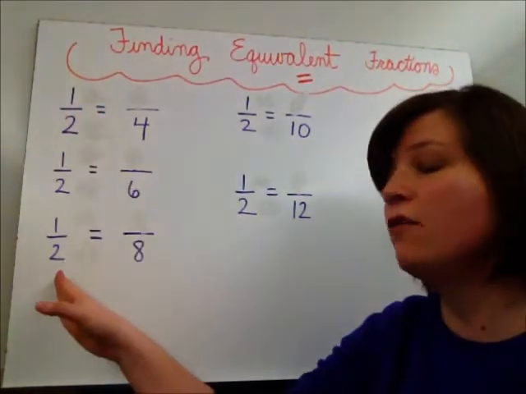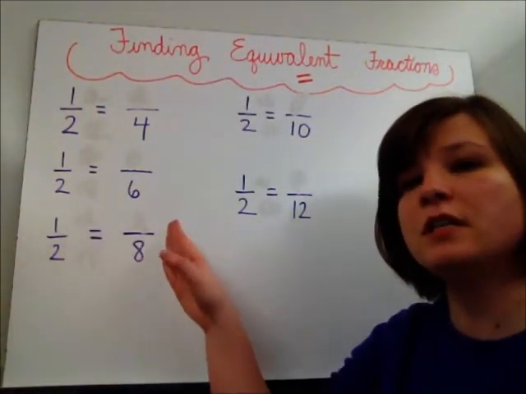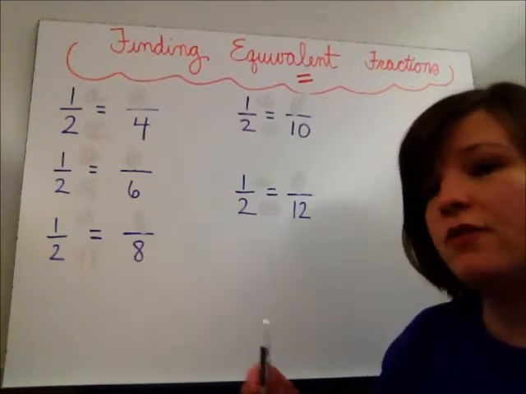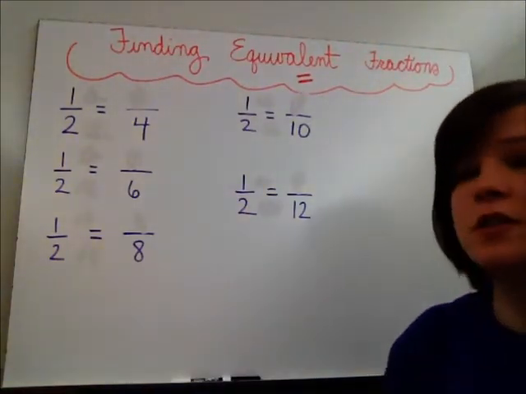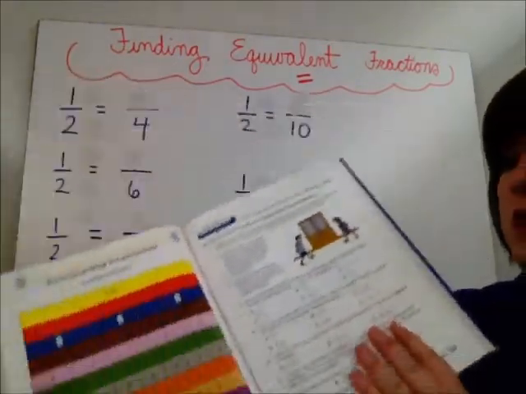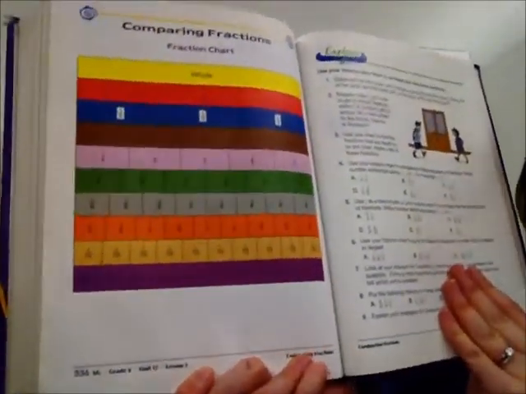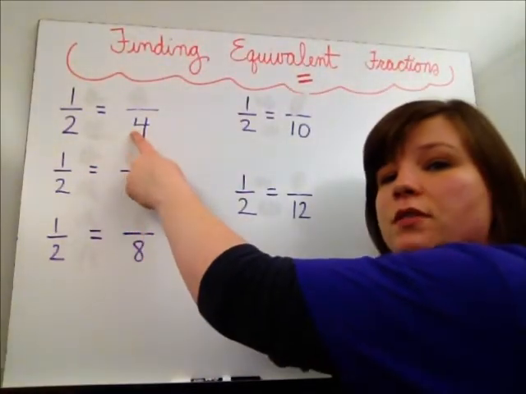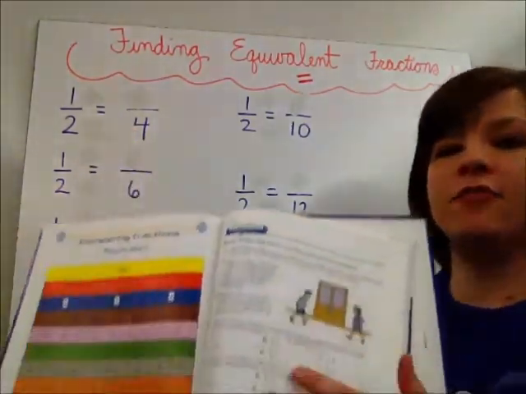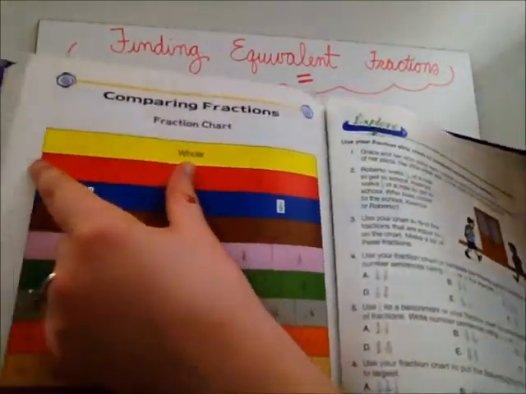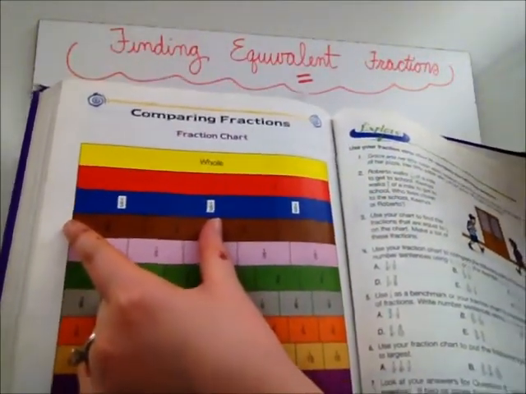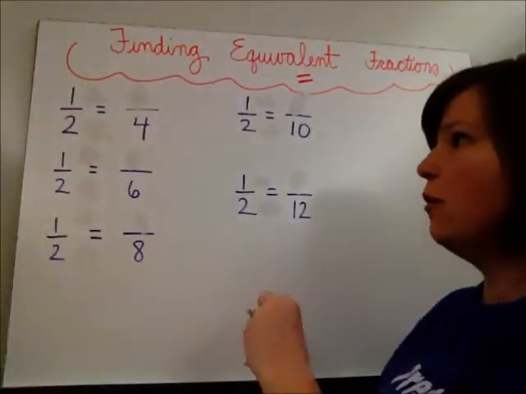fractions. If you're given a fraction like 1/2, you're going to need to be able to find another fraction that's equivalent or equal to that 1/2. So there's a few different ways we're going to do that. The first is we can use our comparing fractions, our fraction chart on page 336 in your math textbook. So if we want to find out how many fourths are equivalent to 1/2, we can look here, find 1/2, and come down to the fourth section and see how many that's the same as. Well, it's the same as 2/4.